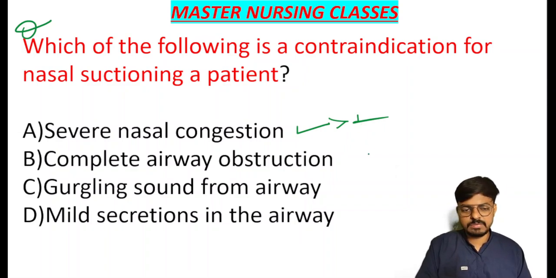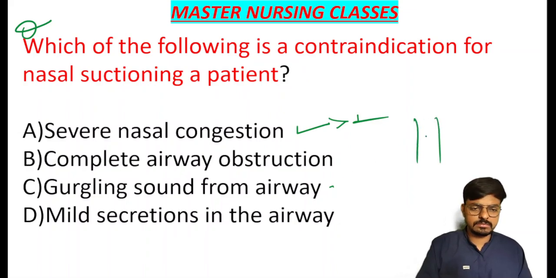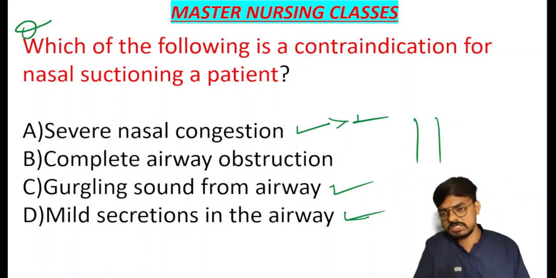Yes. Option B says complete airway obstruction. Option C says the gurgling sound from the airway. Bachon, if some secretions are there in the nose or in the trachea, some gurgling sound will come. So again, this indicates that we need to do suctioning in the patient. And mild secretion in the airway, again, if mild secretions are there, the gurgling sound will come. So these all three are indications for suctioning.